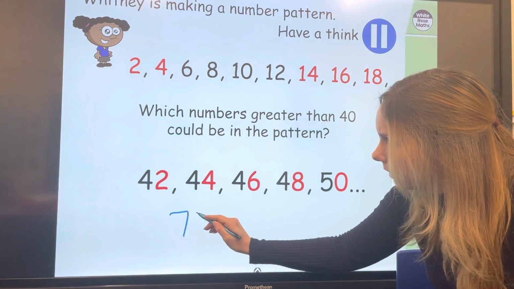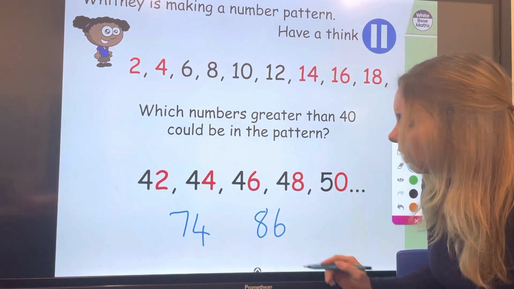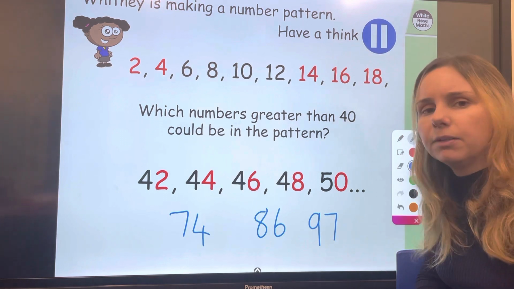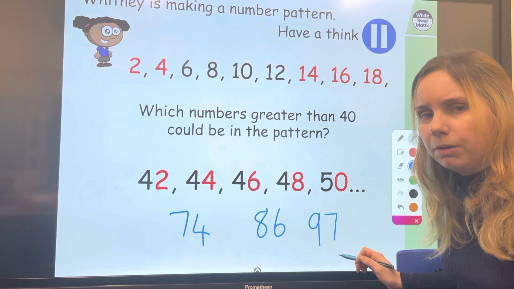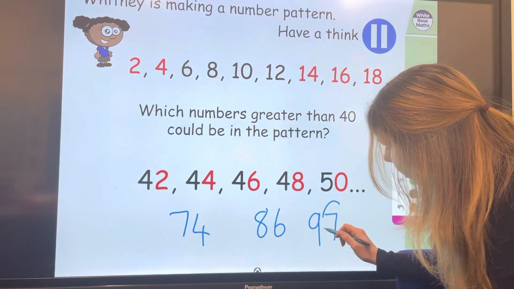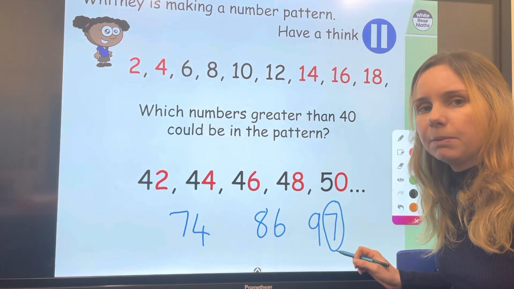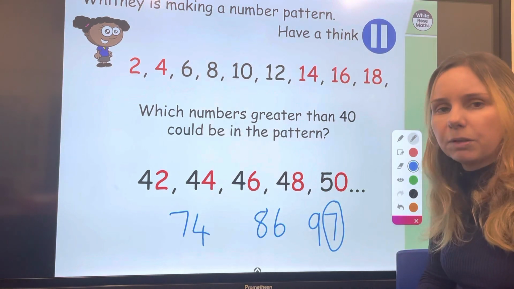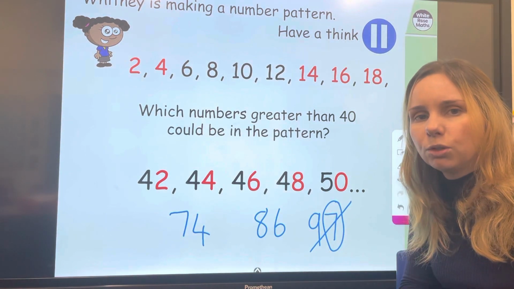So I could have 74, I could have 86. Could I have 97? Could I have that number? Hopefully you said no. Why? Hopefully you said odd. 7 is an odd number, so no, we would not be able to have that in the pattern because it doesn't end in 2, 4, 6, 8 or a multiple of 10. It is an odd number. It cannot be shared into 2 groups.